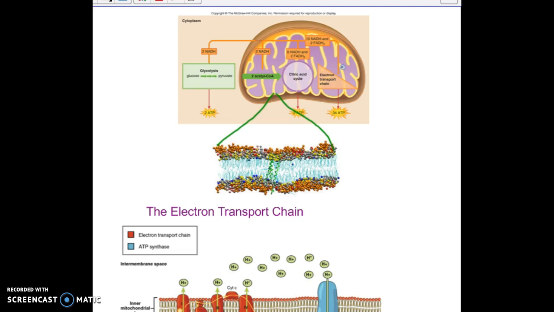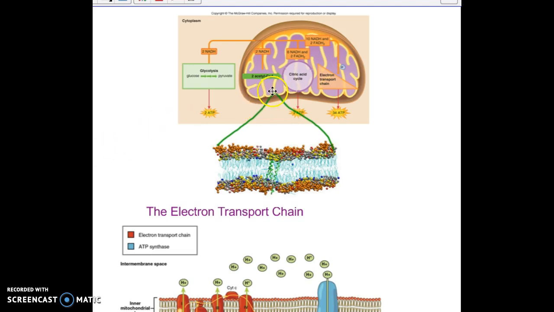And within the matrix, it made these two really cool molecules, FADH2 and NADH. They're just like ATP molecules, only they don't hold as much energy as an ATP molecule does. But they provide some energy, and so they're going to help us make more of those.